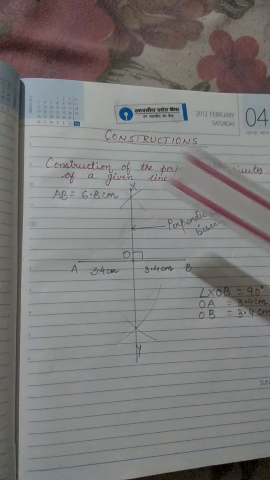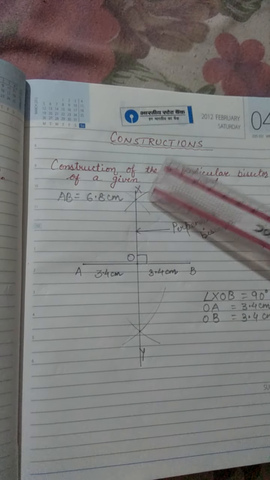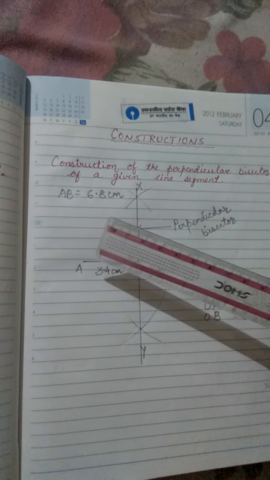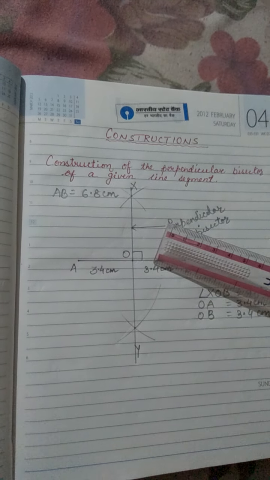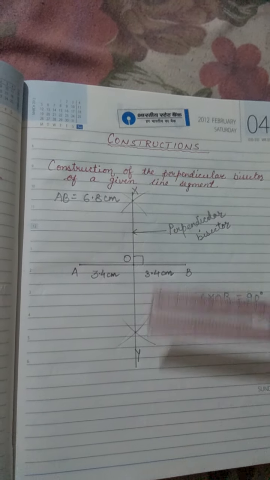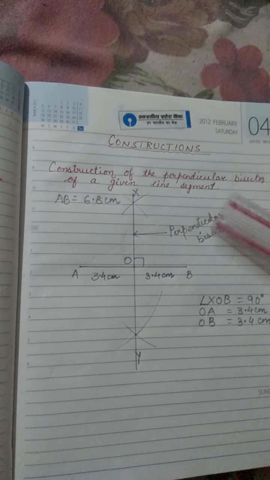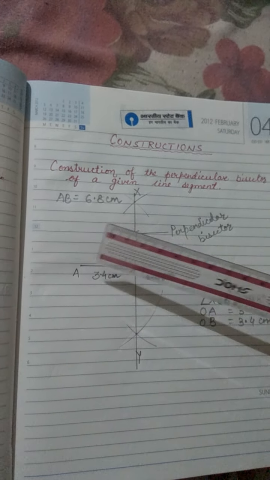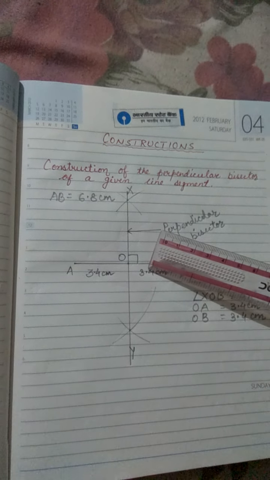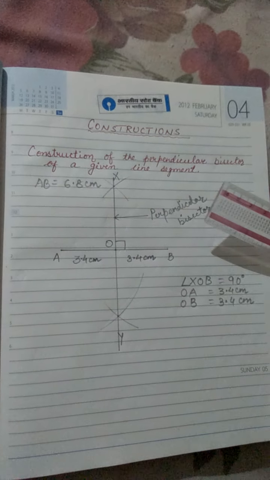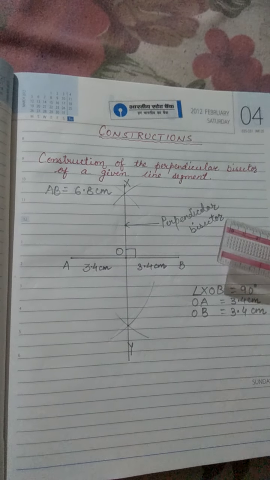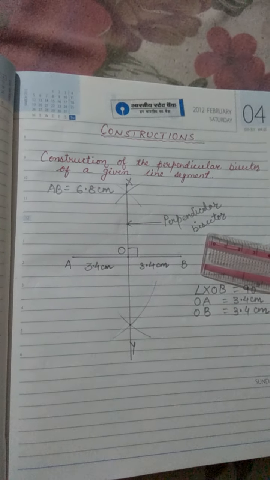First draw the line, cut the arc by taking the radius more than half of the line segment, and after then you join this to make the perpendicular bisector. You can measure both parts of the line. If they are equal, then it means that your construction is correct.